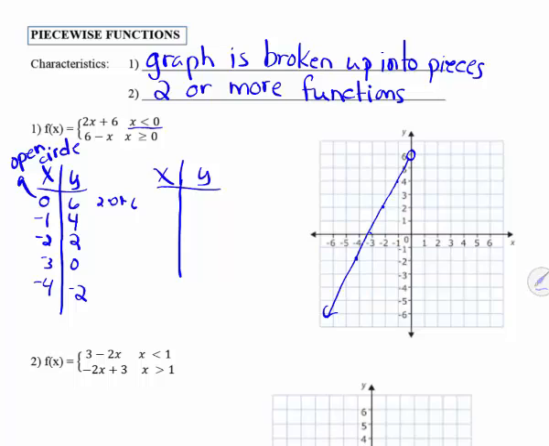Okay, well, for the other part, this one is greater than or equal to 0. So I can have 0 here, but this time it's going to be a closed circle. And the numbers that I have to pick then, 0, 1, 2, 3, 4, have to be greater than 0. So this is going to be 6 minus 0, which is 6. 6 minus 1 is 5. 6 minus 2 is 4. 6 minus 3 is 3. 6 minus 4 is 2.